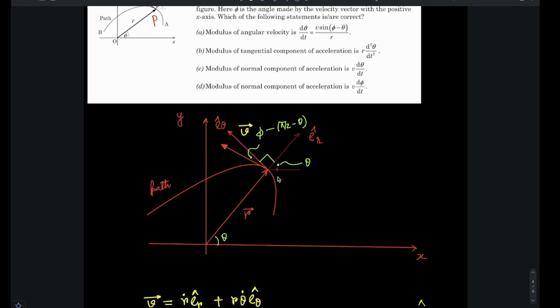This angle is theta. Actually, this line and the initial line are parallel to each other, so this angle will also be theta, because this is theta. And this total angle is phi. I have drawn two unit vectors here, and this is v bar.